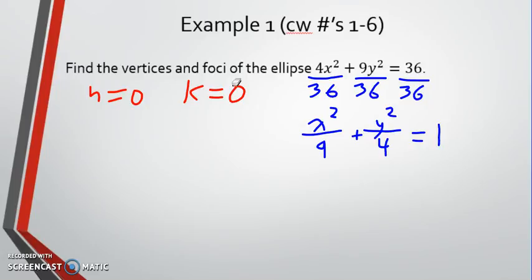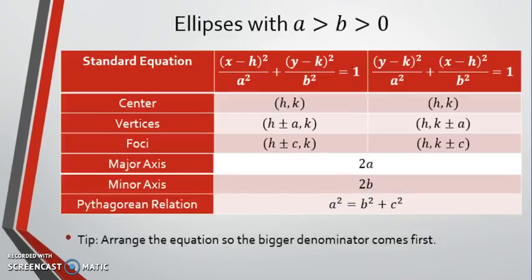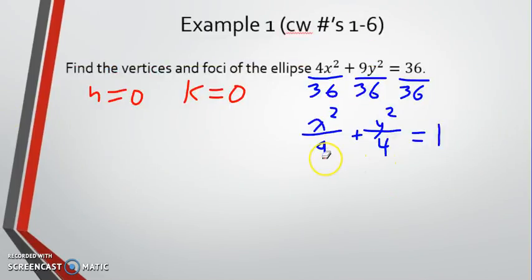Now we said A is always the bigger number in the bottom of the fraction, and B is always the smaller number in the bottom of the fraction. What's important is that A is always the bigger one. That's what we were going over earlier. A is always the bigger one. So the bigger number in this case is the 9 value, but it's the square root of that. So I'm going to say that A is equal to 3 and B is equal to 2.